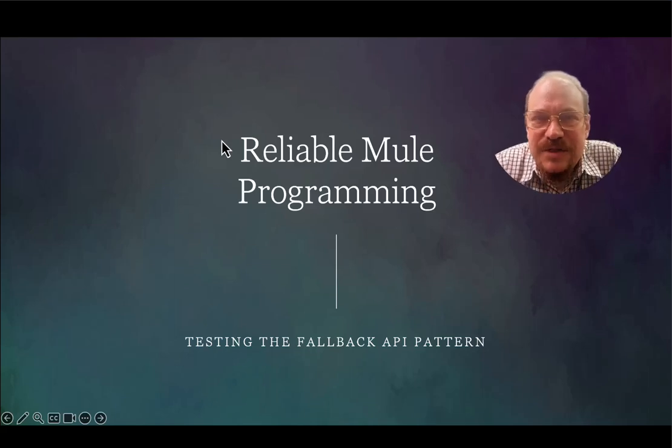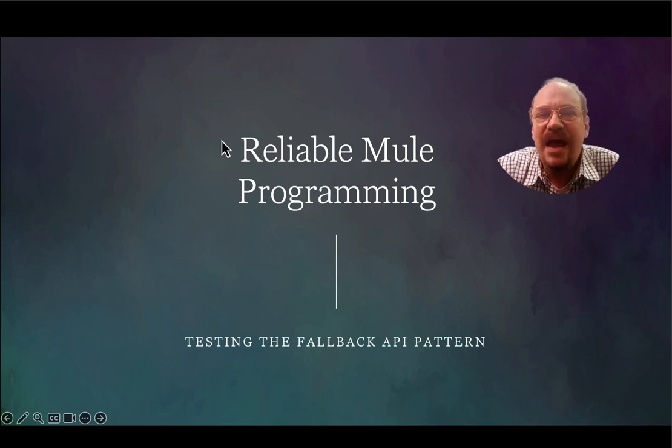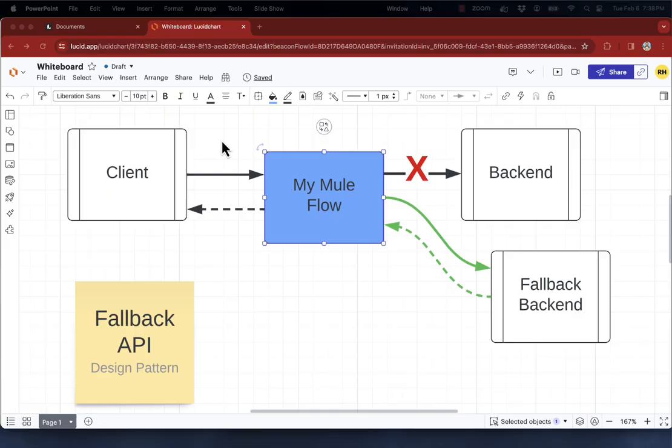The only way to know if your software is reliable is to test it and find out. So how can we test a fallback API in a Mule application? Let's look at the fallback API pattern.